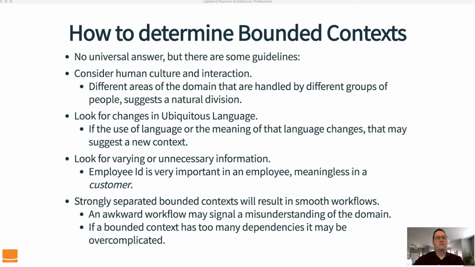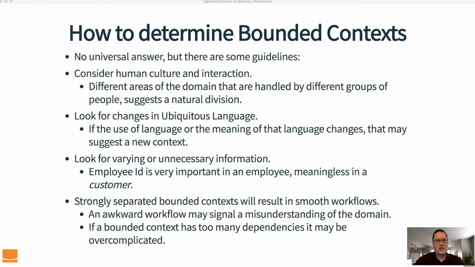So how do we determine bounded contexts? How do we decide what is a bounded context and what isn't? Where do we decide to draw those boundaries? So there's no universal answer. I can't just say, well, always do this and you'll get the right answer every time. There's nothing that works like that. But there are some guidelines.